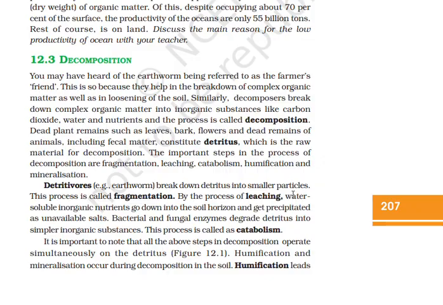By the process of leaching, water-soluble inorganic nutrients go down into the soil horizon and get precipitated as unavailable salts. Bacterial and fungal enzymes degrade detritus into simpler inorganic substances. This process is called catabolism. It is important to note that all the above steps in decomposition operate simultaneously on the detritus. Humification and mineralization occur during the decomposition in soil.